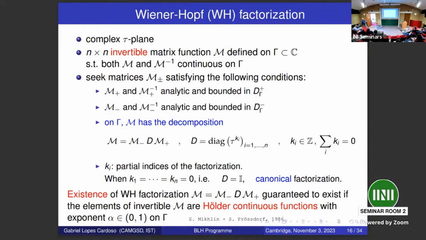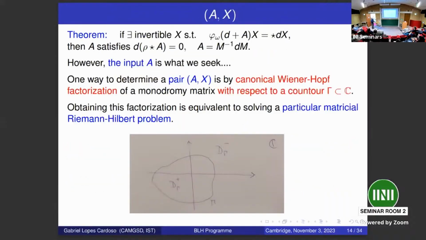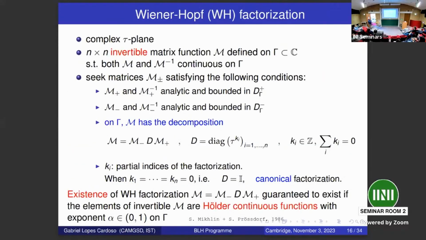So here it is again, in a nutshell. We are on the complex tau plane. We are given a contour in the complex tau plane. And we are given a matrix curly M on this contour. We'll be assuming that this matrix is invertible and that both M and the inverse are continuous on the contour.